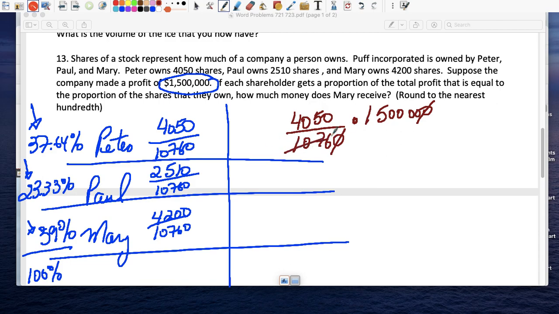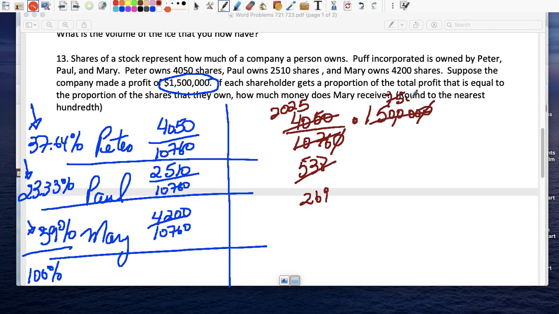So let's simplify this, divided by 2. If I divide 1,076 by 2, I'm going to get 538. I divide this by 2, so I get 2,025. I'm going to keep dividing this by 2. If I divide 538 by 2, I get 269. I'm going to divide this 150,000 by 2. I'm going to get 75,000.